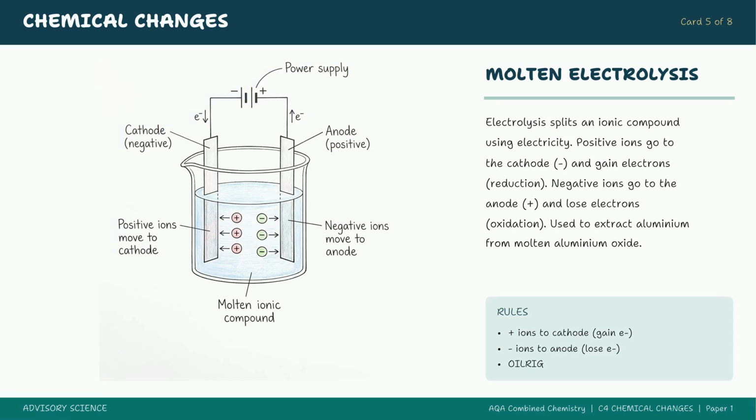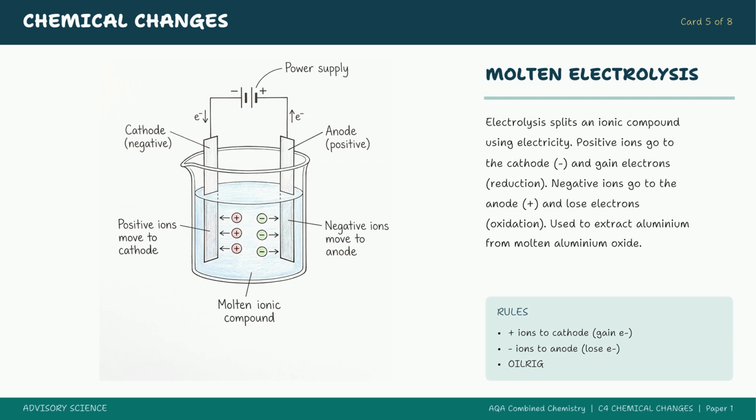Electrolysis of molten compounds. Electrolysis splits an ionic compound, either molten or dissolved in water, and it uses electricity. Positive ions move to the cathode, which is the negative electrode, and gain electrons. Sorry, cat lovers, but sometimes cats can be a bit negative, and that's how I remember that the negative electrode is called the cathode.